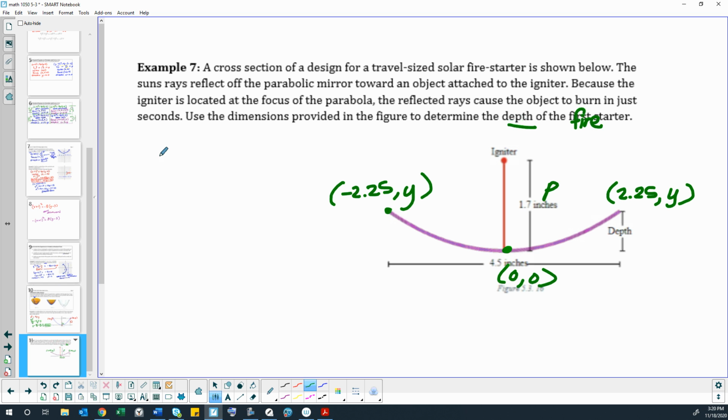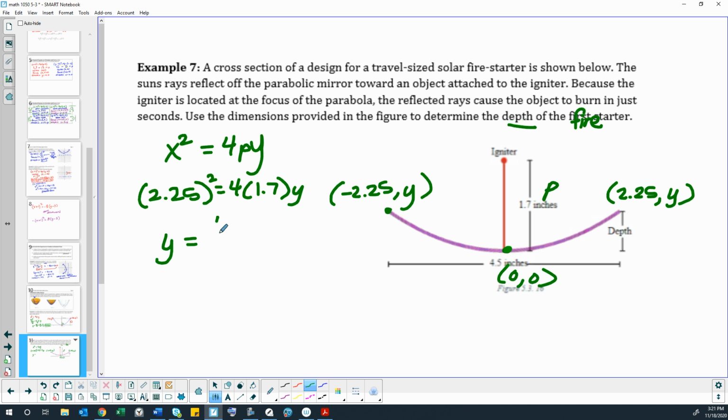Okay, so that gives us this formula, again, facing upward, vertex at 0, 0. That means we can just use our basic thing here. So let's plug in one of our x's. So 2.25 squared equals 4 times 1.7 y. So then to find y, we're going to throw this in a calculator. 2.25 squared divided by 4 times 1.7.